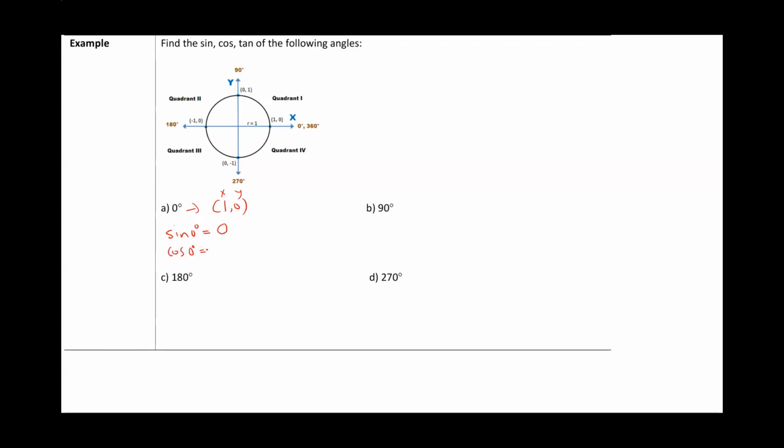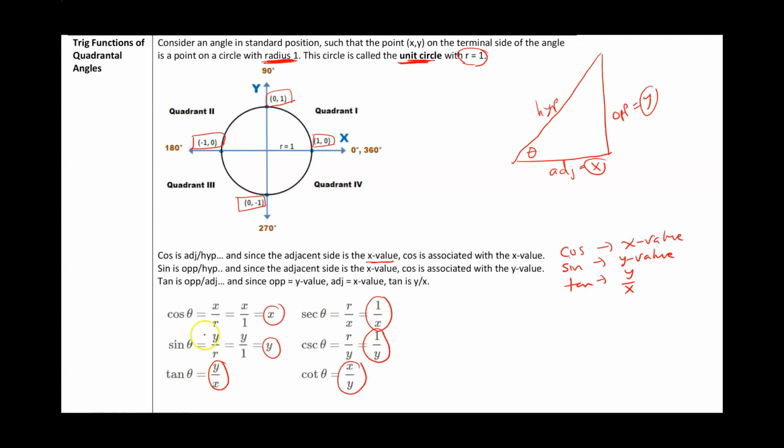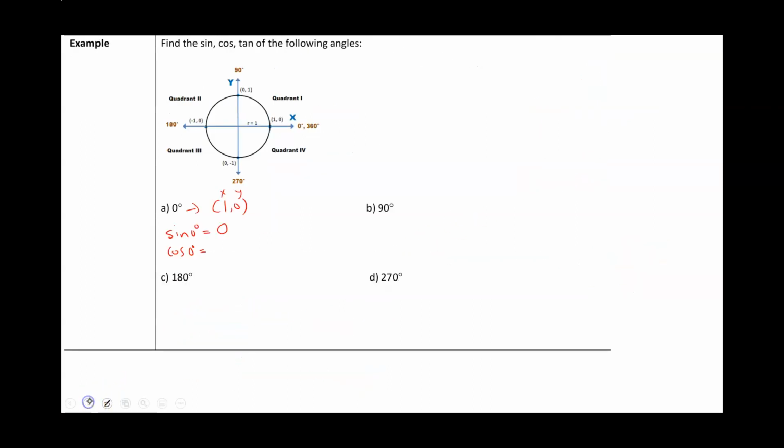Cosine of 0, cosine is associated with the x value. Cosine is the adjacent, so it's the x value. Cosine is the x value of a quadrantal point. So cosine of 0 degrees is going to be the x value of that, which is 1. And then tangent of 0 degrees is going to be y over x. So the y value is 0, the x value is 1. Tangent of 0 is going to be 0.